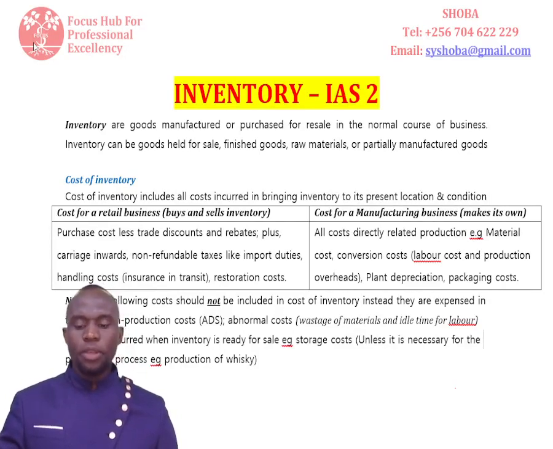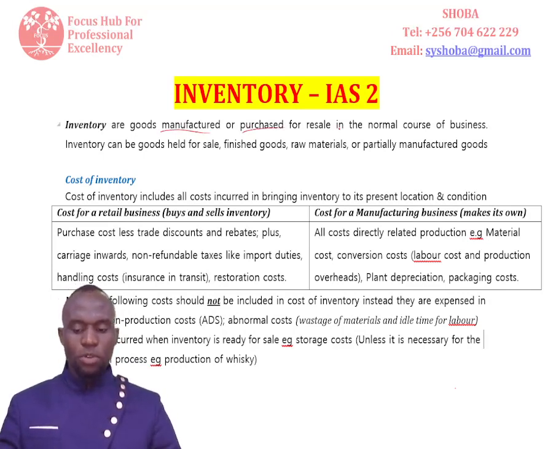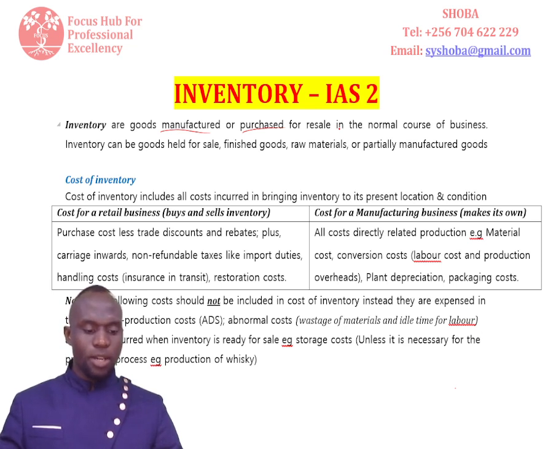IAS 2 Inventory. Inventory is goods manufactured or purchased for resale in the normal course of business. Inventory can be goods held for resale, finished goods, raw materials, or partially manufactured goods. The cost of inventory includes all costs incurred in bringing inventory to its present location and condition.